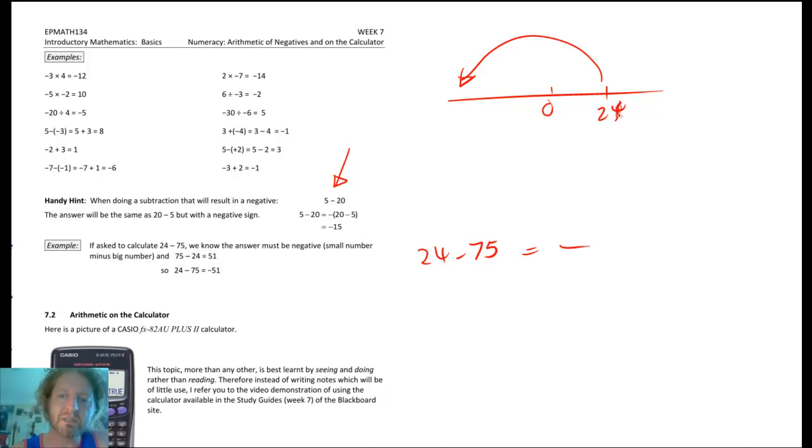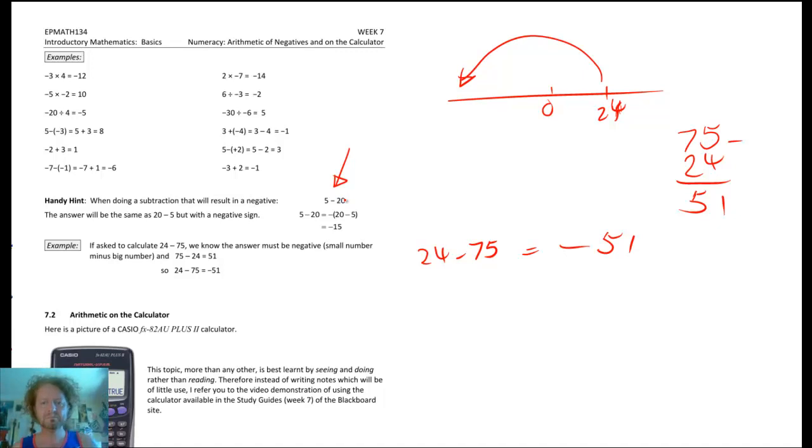The answer will always be negative of whatever the gap is, and it's easier to work out the gap. Big minus small. That's 1, that's 5, so the answer is minus 51. So basically I'm saying whenever you're asked to do small minus big, the answer is always negative. It's easy to just swap the numbers and say, well, what's 20 minus 5? And that's it, the answer is minus 15.